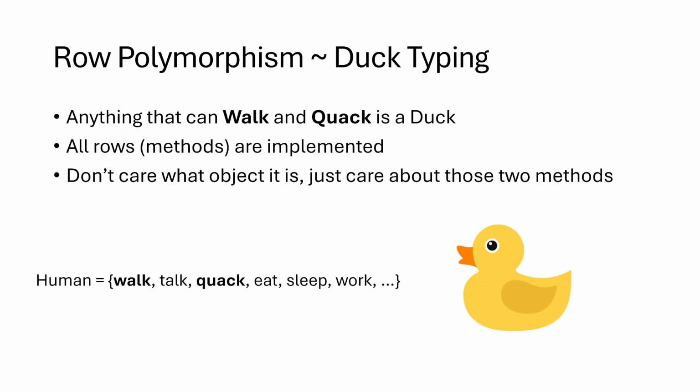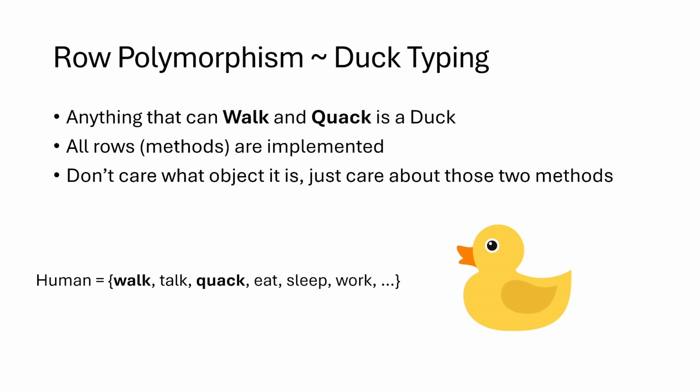Additionally, there's this topic called row polymorphism, but it's also sort of called duck typing, and that comes from the phrase, if you walk like a duck and you quack like a duck, then it's a duck. So as long as you implement the 2 methods, walk and quack, that's all we really care about. You are a duck. So a human that can have a whole bunch of these extra methods in there, like walk, talk, quack, eat, sleep, and work, as long as you implement walk and quack, a human is a duck. This is what is also called subclassing in Java.